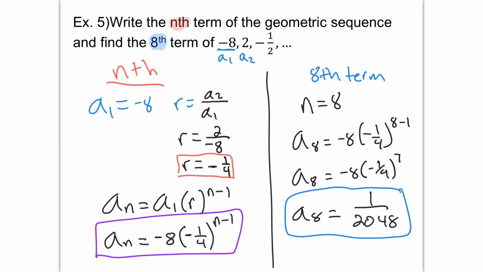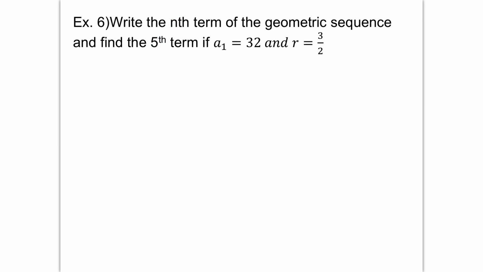So let's try another example. For this example, it's a little bit easier because we do want to find the nth term. We want to find the 5th term, but they give us the first term and the common ratio already. So all we have to do is use that common ratio, substitute, and simplify to find the answer. So first, let's go ahead and find the nth term. I need my first term, which equals 32, and I need my common ratio, which equals 3 over 2.